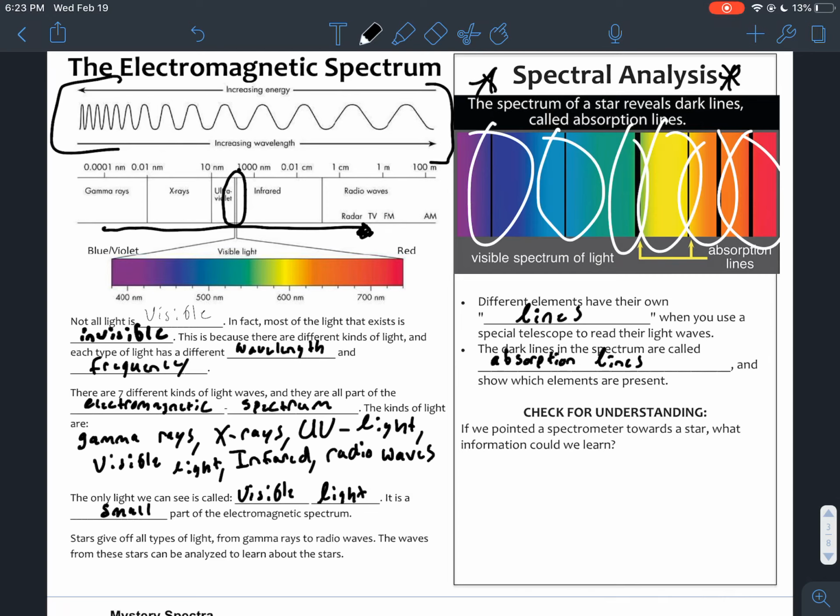Okay? I want y'all to pause the video, take a shot at this check for understanding question. It says, if we pointed a spectrometer, that's that special telescope, towards a star, what information can we learn? All right? Pause the video, try and give a few thoughts, and start it back up when you're ready.